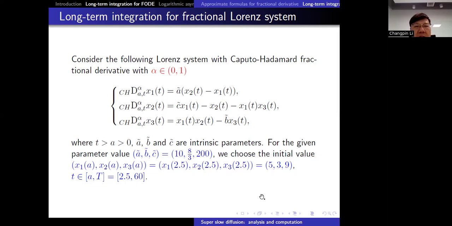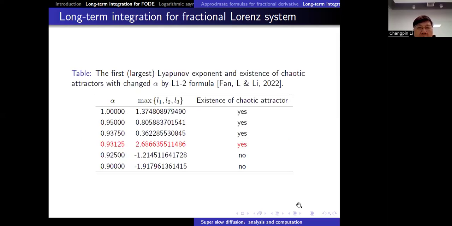How to determine the chaotic attractor for the system? In general, we compute the first or largest Lyapunov exponent. If the first Lyapunov exponent is positive, then this system has a chaotic attractor. So we compute the first Lyapunov exponent for the system, where alpha is the derivative order.